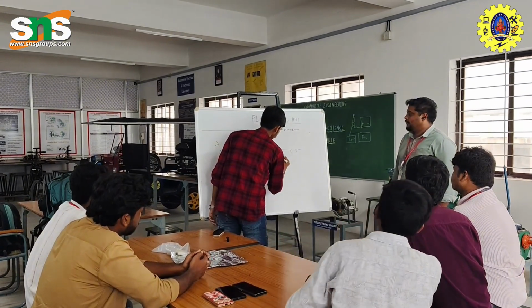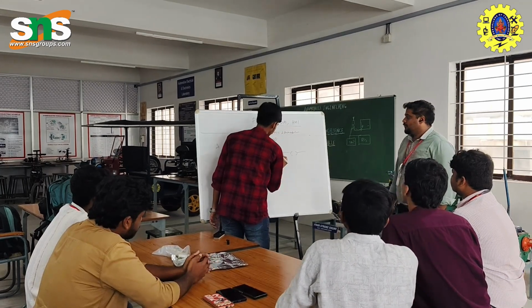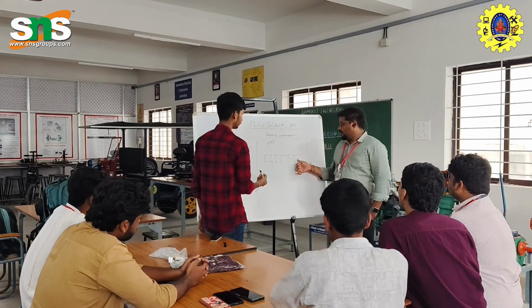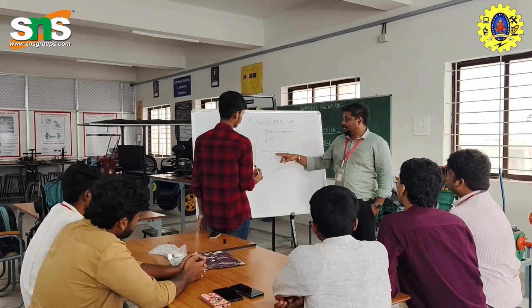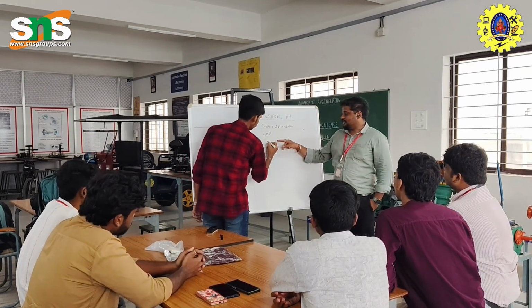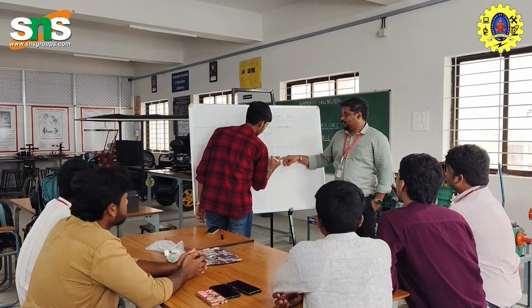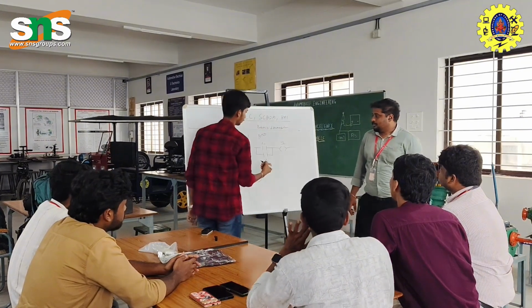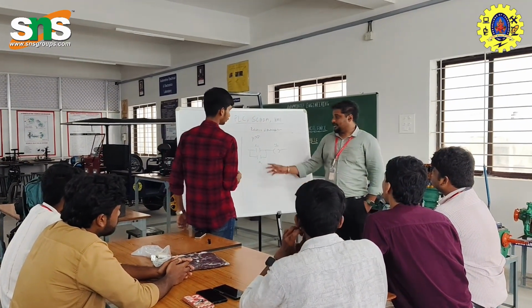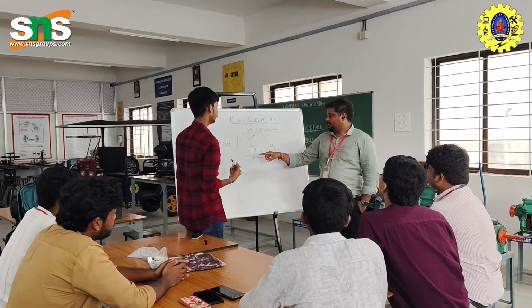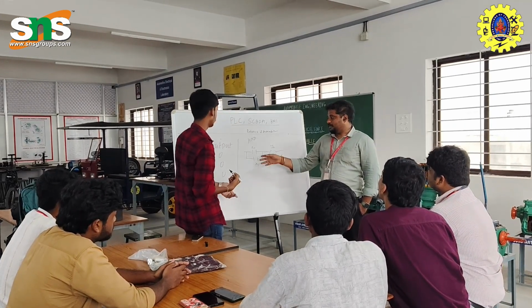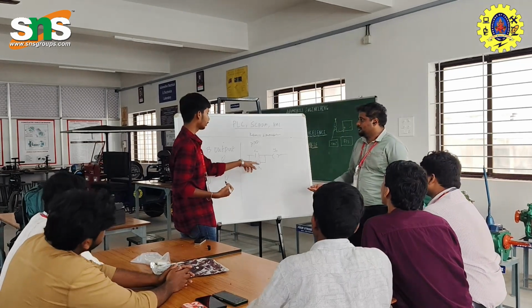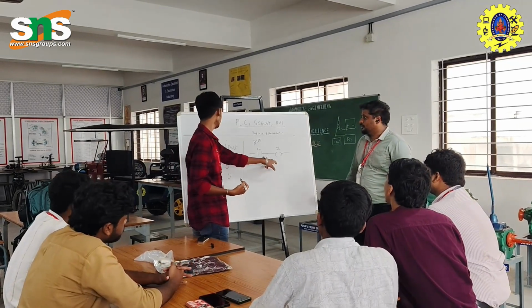This is a ladder logic circuit for the AND operation. We have two inputs and one output. So name the two inputs: this is X0, X1, and then Y0. As you can see, we have two input devices, X0 and X1, and one output device Y0.